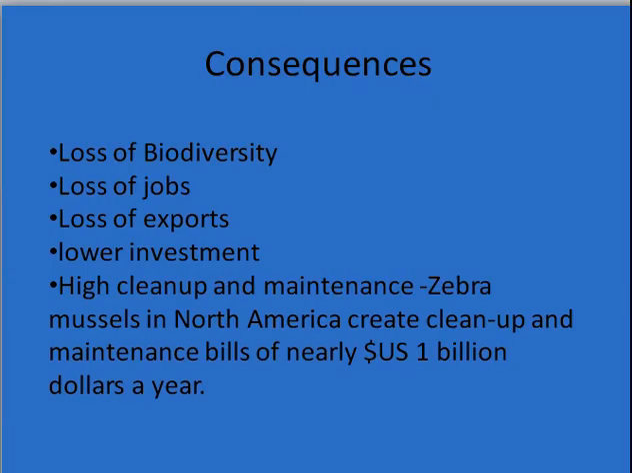So we've seen a few invasive species, and so the consequences of these things being released: loss of biodiversity, loss of jobs, loss of exports, lower investment in businesses that may be impacted by these organisms, high cleanup and maintenance. So the zebra mussels in North America nearly create a $1 billion a year cleanup cost. So that all comes right out of people's pockets.